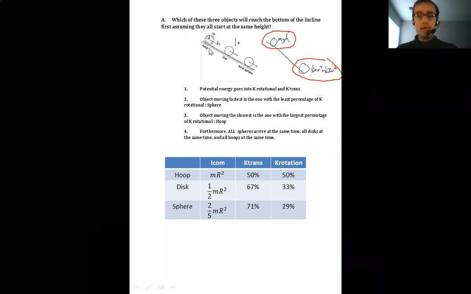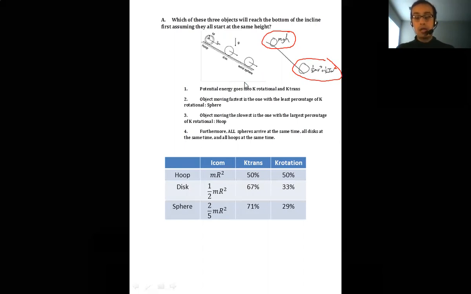Where if you have hoops that are made of a heavier or a less heavy material, they're all going to reach the bottom of the slope at the same time. All of the spheres will reach the bottom of the slope at the same time, and all the discs will reach the bottom of the slope at the same time, but kind of spaced out like this, assuming that they have the same radius. All hoops of the same radius will reach at the same time, and also assuming that the moments of inertia of, say, the hoop is all the same.